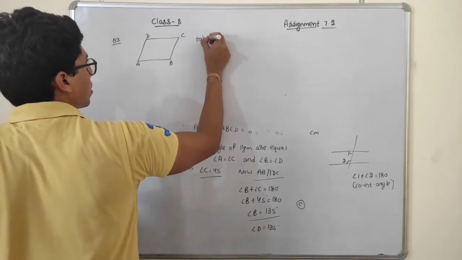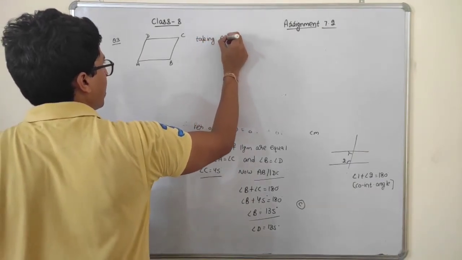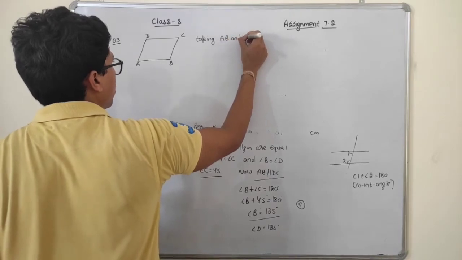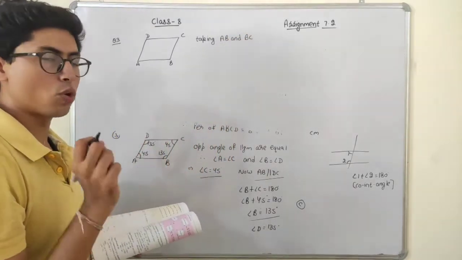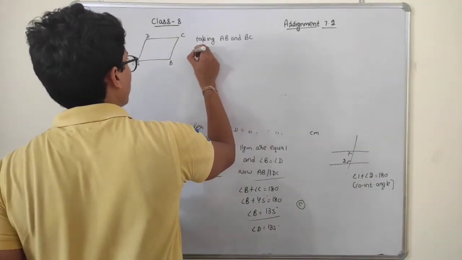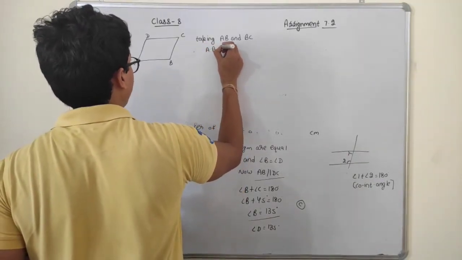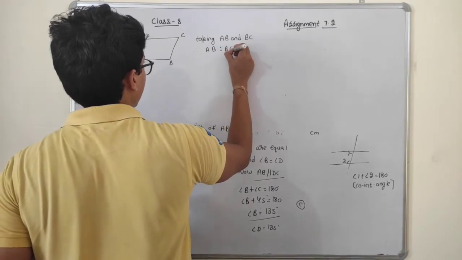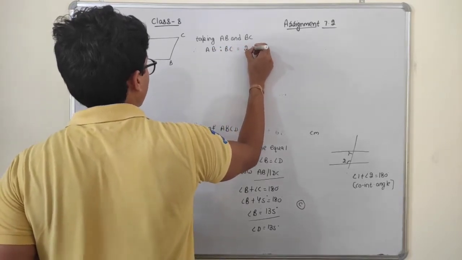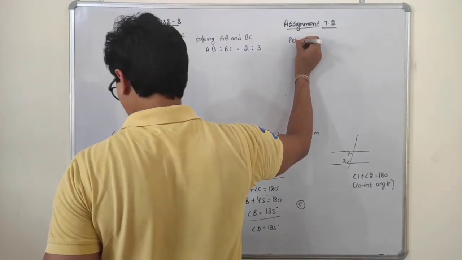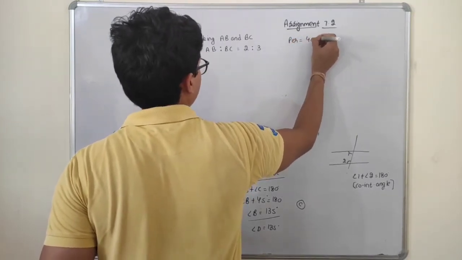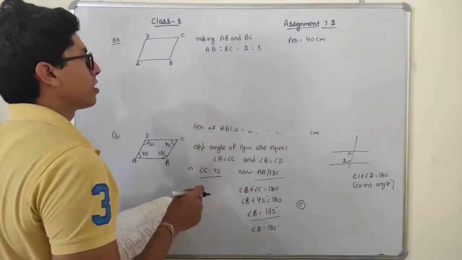Taking AB and BC, it is given that the ratio of the adjacent sides is 2:3. Therefore, students, AB to BC is equal to 2:3. Also, it is given that the perimeter is equal to 40 centimeter.